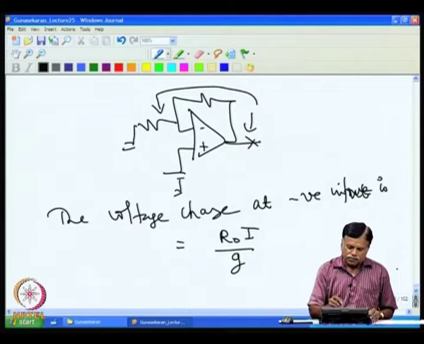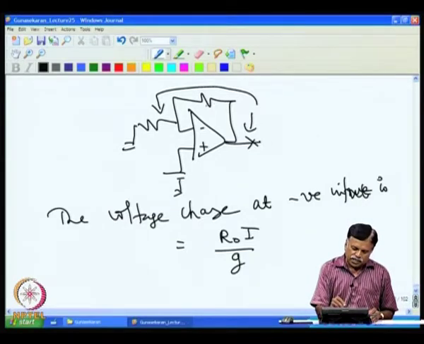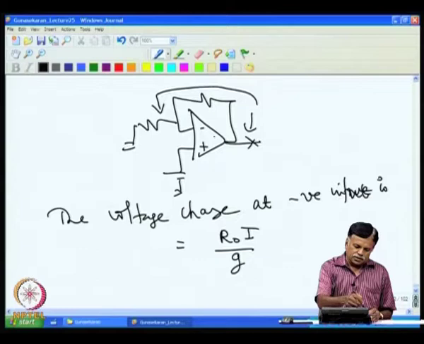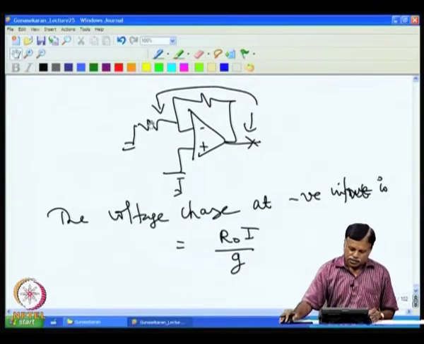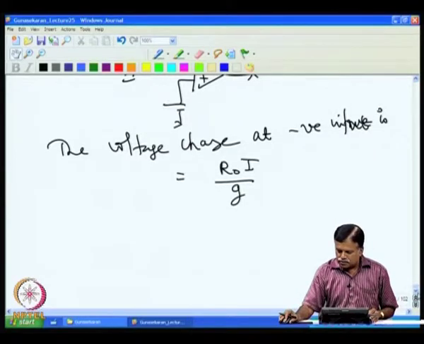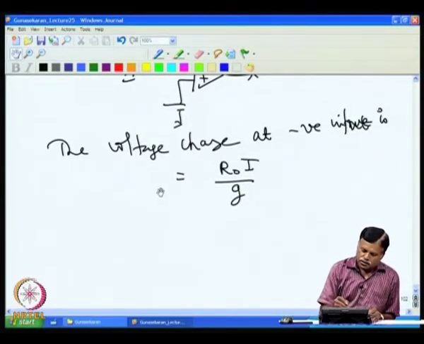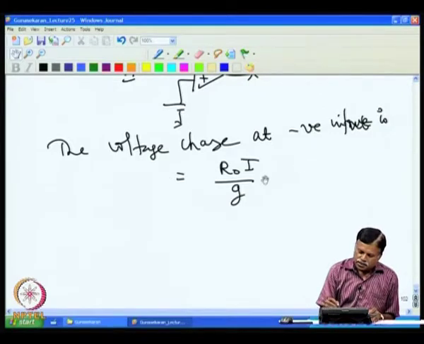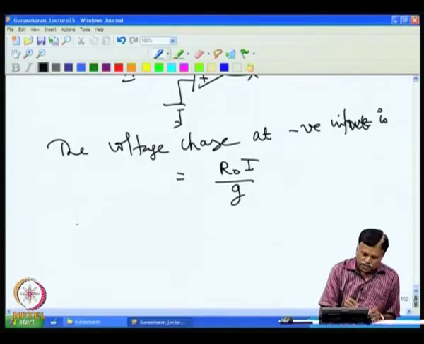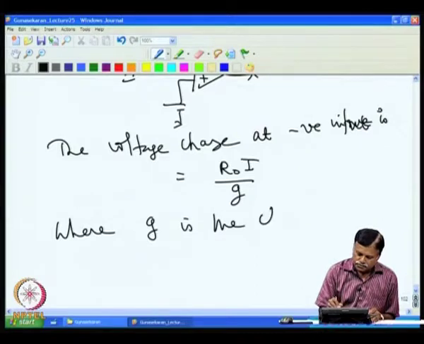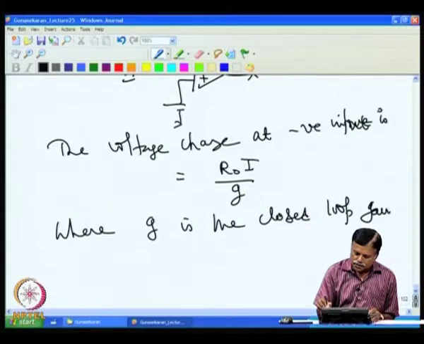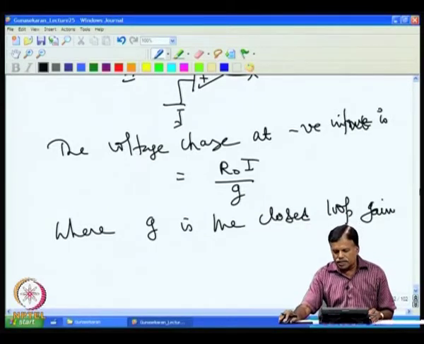Because if you find this voltage divided by the ratio of these two resistors, the output voltage divided by the ratio of these resistances is nothing but the gain. So, the voltage change at the minus terminal is R0 I by G, where G is the closed loop gain.